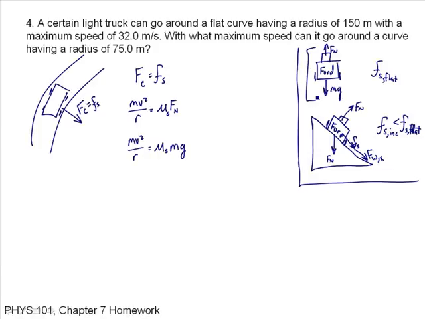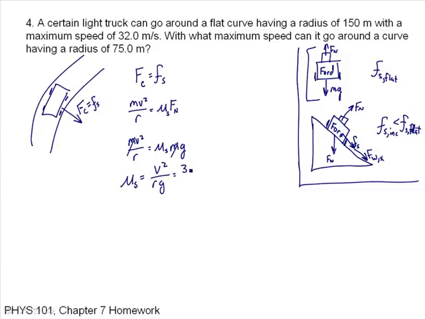I need to know what is mu s. My m's cancel. The mass of the truck doesn't matter, so that's good for the roads because you don't have to give different minimum speeds for different types of cars. You can just give the same minimum speed based on some value for mu s. So solving, mu s is equal to v squared over rg.